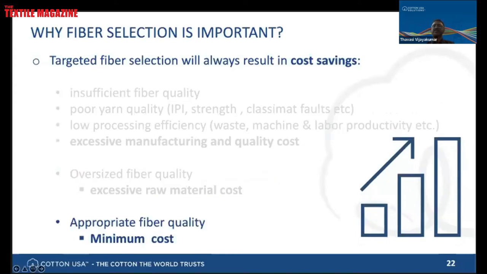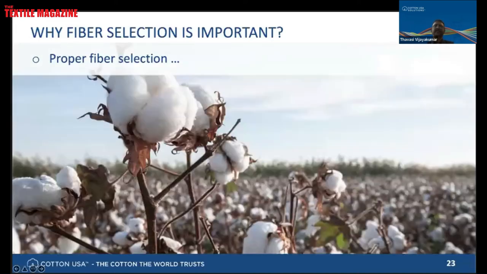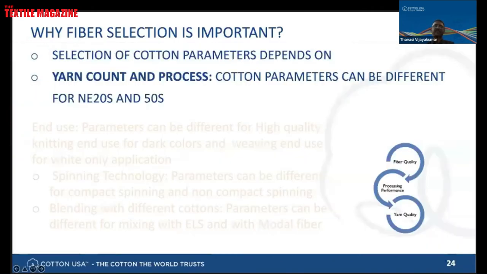The third and the best option would be to select the suitable fiber quality parameters to produce the required yarn quality with minimum cost. We can call it yarn engineering. So we don't give excess quality and don't give poor quality, only what is required. That is only possible if we have cotton parameter selection and clarity on how yarn parameters are correlated with cotton parameters. So why is fiber selection so important? The following few slides will highlight the concept of fiber selection.